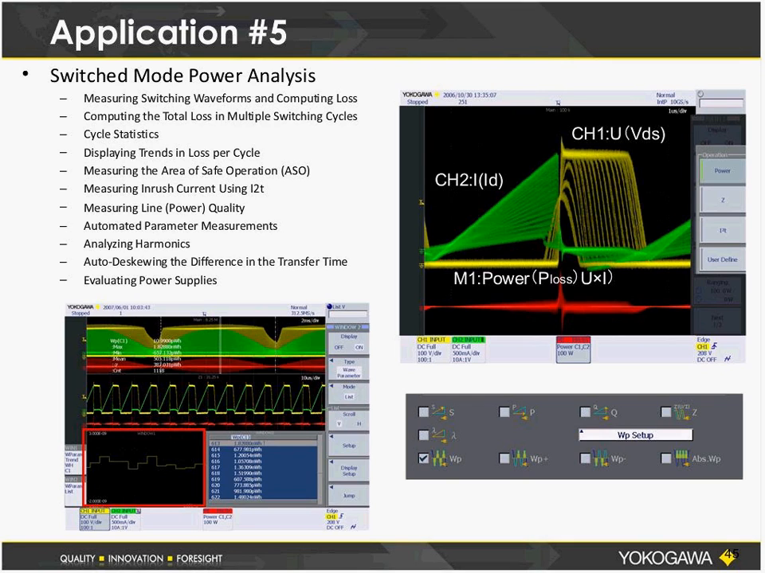Yokogawa happens to be the world leader in electrical power meters, power measuring instruments, for the highest accuracy, but certainly with an oscilloscope you can get in the ballpark to get a feel for how much power your device may be consuming or its efficiency. We know that there's a lot of work being done in energy efficient devices, and so this is an important part of where user applications are going as well.